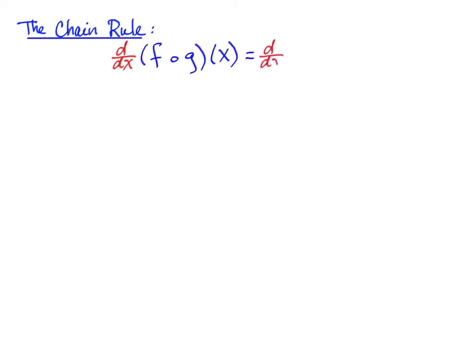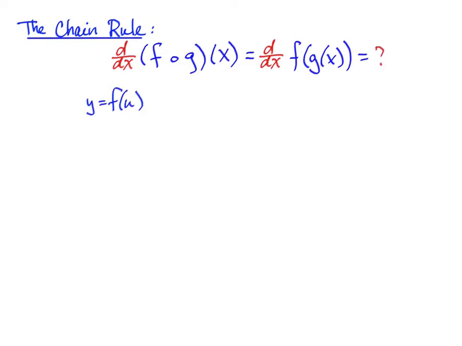So remember, the composite f composed with g means that you're taking f of g of x. So you're plugging the function g of x into the function f and getting a new function of x. So let's illustrate the chain rule with an example.